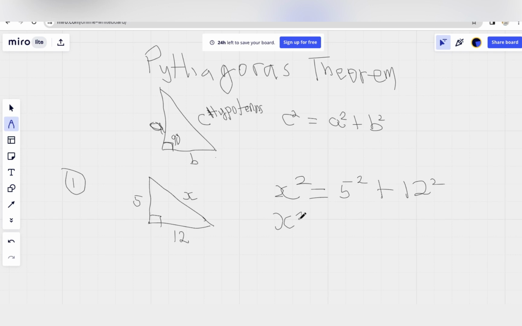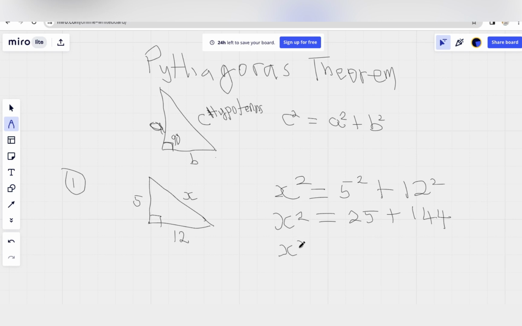X square is equal to 5 square is 25, and 12 square is 144. So we evaluate it, and then the next thing is to add them together. After we square each number, the next thing is to add them together.